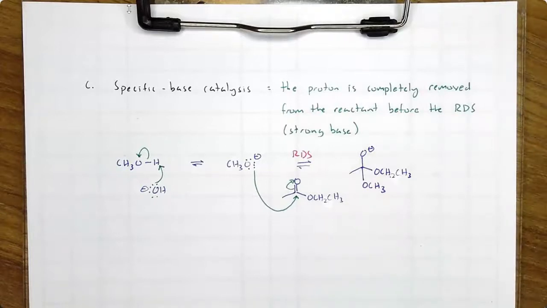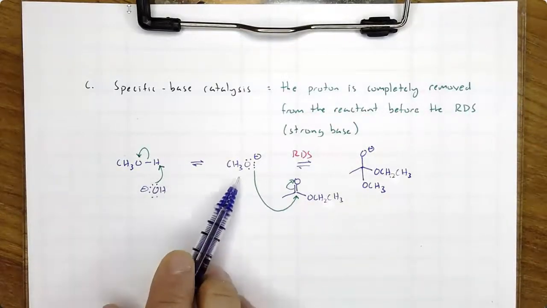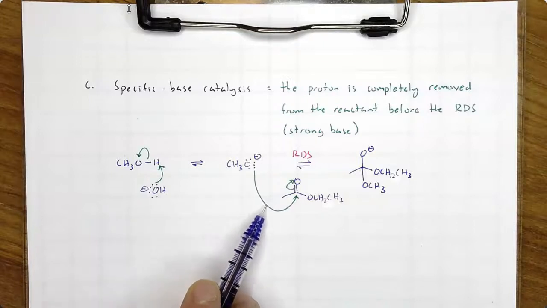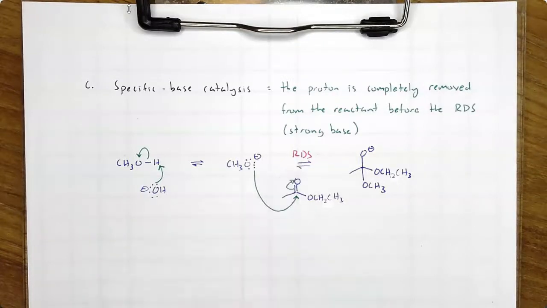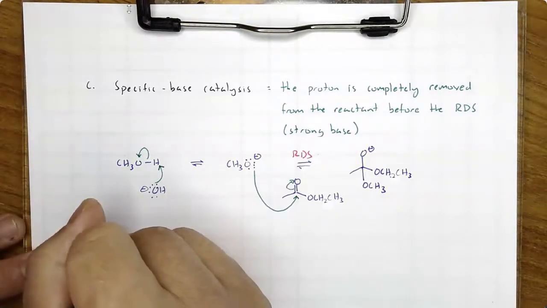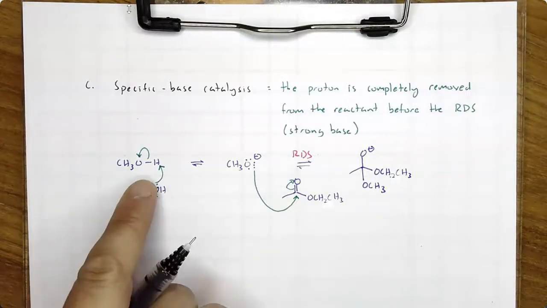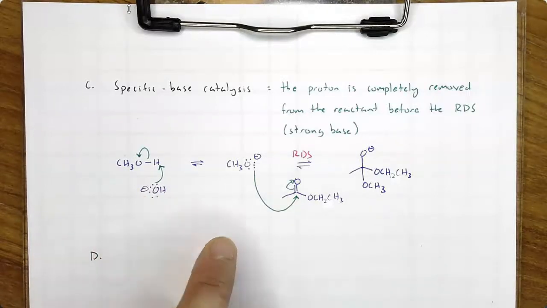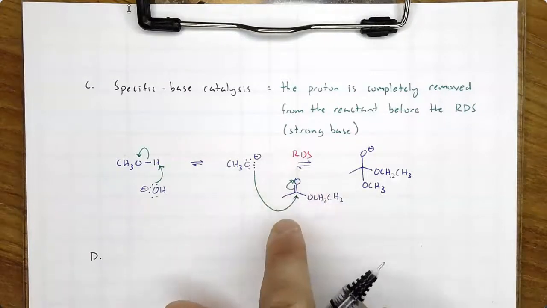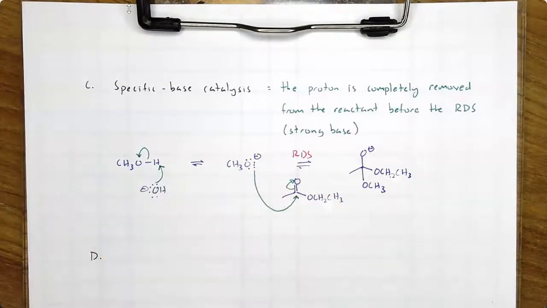But the more important thing is that we fully deprotonate one of the reactants before the attack, which is the rate determining step. You can imagine that in the general base catalysis, we don't get complete removal of the proton, and probably at the same time the rate determining step happens, that's when we remove the proton.